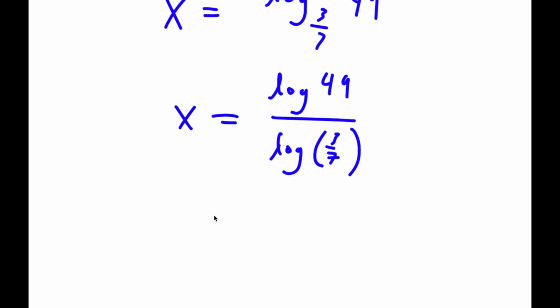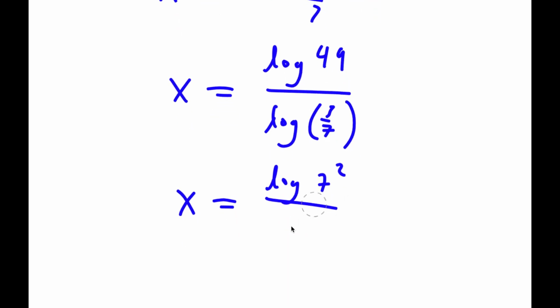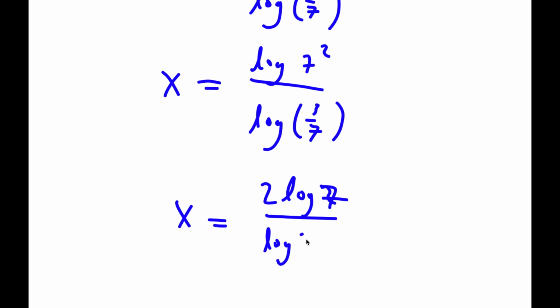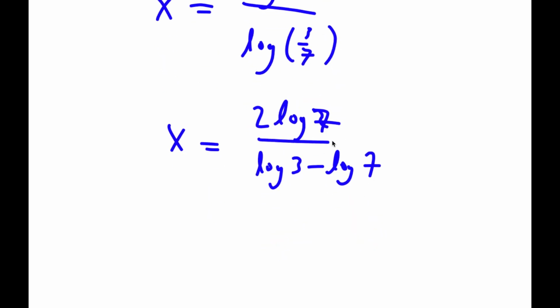And first off, 49 is the same thing as 7 squared. So now I have log 7 squared over log 3 over 7. And log 3 over 7 I can rewrite as log 3 minus log 7. So this is my final answer.